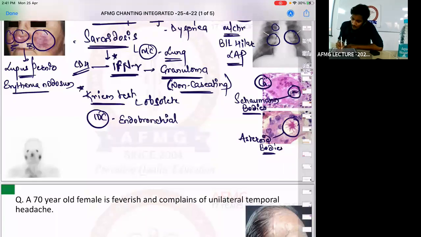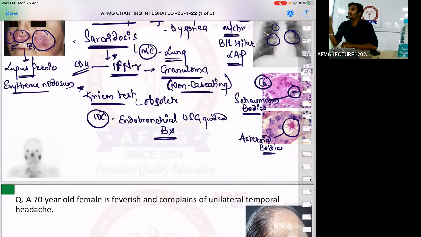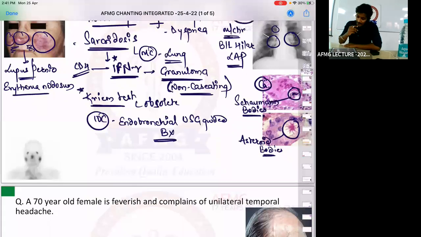You will perform an endobronchial ultrasound guided biopsy. Say it, don't be lazy: endobronchial ultrasound guided biopsy. How can you perform it endobronchially? Because these lymph nodes are almost coming into the bronchus also, so you can take the sample from there. So the investigation of choice for sarcoidosis is endobronchial ultrasound guided biopsy. If lymph nodes are not enlarged, though usually they are enlarged, you can take a tissue sample also, a lung sample or liver sample. Over there you can also see non-caseating granuloma.